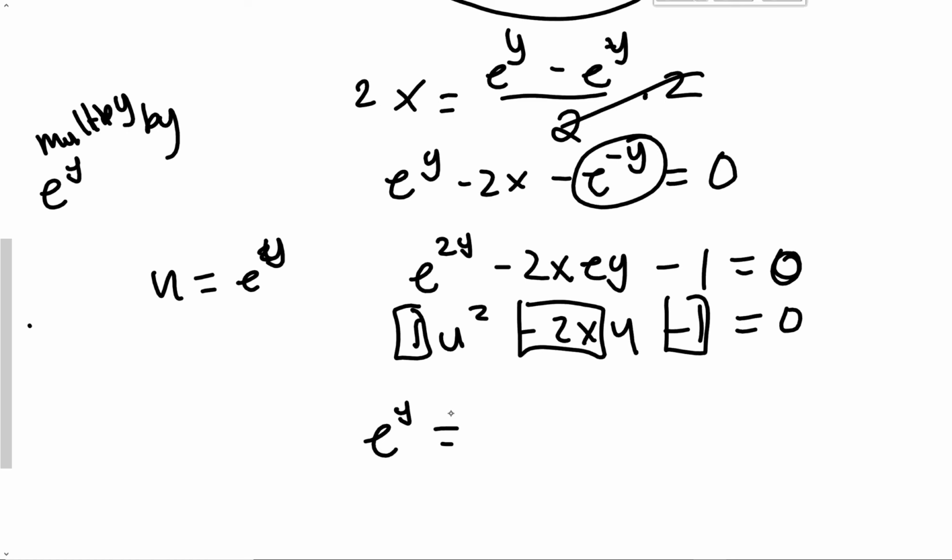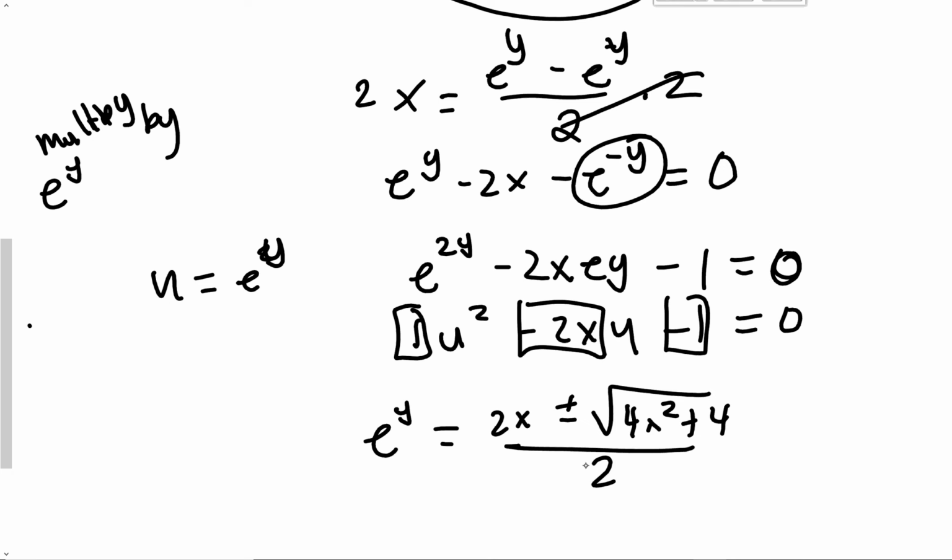So then I could do the quadratic formula and solve this for u, or solve for e to the y. Because I have my b, opposite of b would be a 2x, plus or minus the square root of b squared. So that would just be 4x squared. And negative 4 times a is negative 4. Negative 4 times negative 1 is a positive 4. So I just get that all over 2a, so all over 2. So then you can go ahead and factor out of this one. Actually a 4, sorry, factor out of 4.